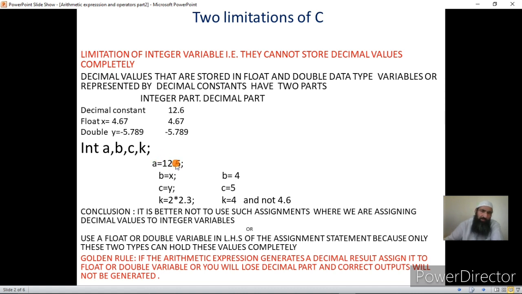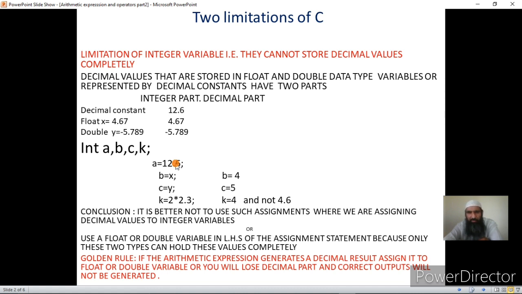Actually the compiler should have given the error because it was a data type mismatch. We are trying to store something irrelevant into something which cannot hold it, but the C compiler is not designed in such a way. It allows you to do this assignment even though it is not compatible in terms of data type. But we have to remember this as a programmer and we have to be aware about this.